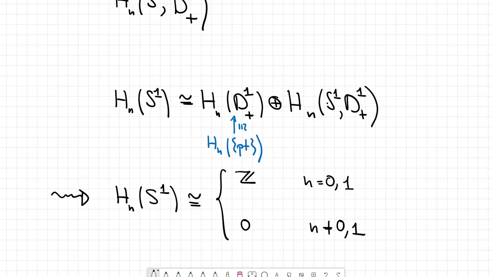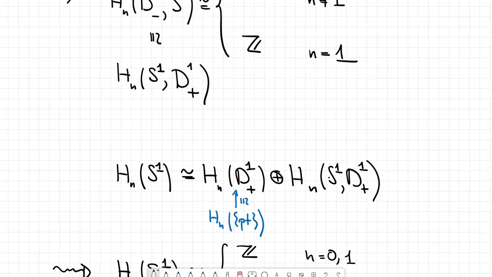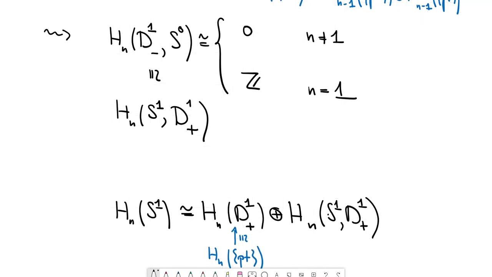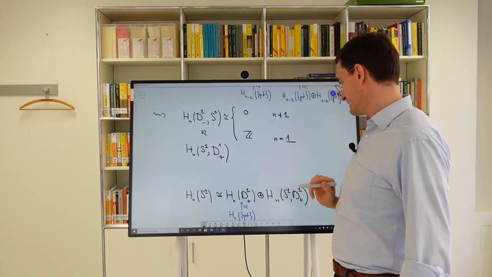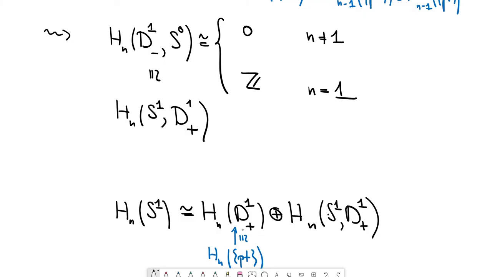If that was too quick, just look at this again. Right, so let's check the case n is not 1 and it's also not 0. Then we have here definitely 0 because it's homology of a point. Here it's also 0 by this computation. Everything is 0. If n is equal to 1, then the homology of a point here vanishes. But we still have this, because that existed just in degree 1. And for degree 0, it's the same. Then the homology comes from that piece. So that's a complete computation of the homology of the circle.